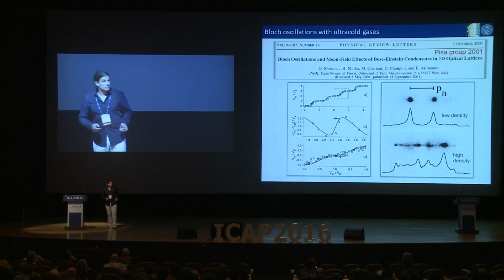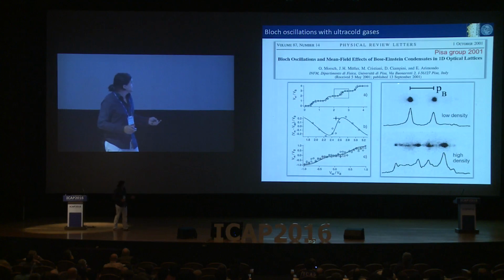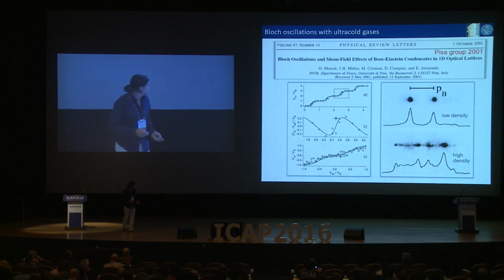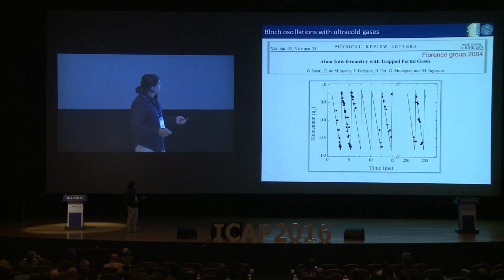Then actually a group of Ennio and Arimondo saw that interactions play an effect, that when you have these Bloch oscillations with the mean field in the background, something interesting happens. It was done with Fermi gases by Laflorent's group, and some of the people that did this are also in the audience.